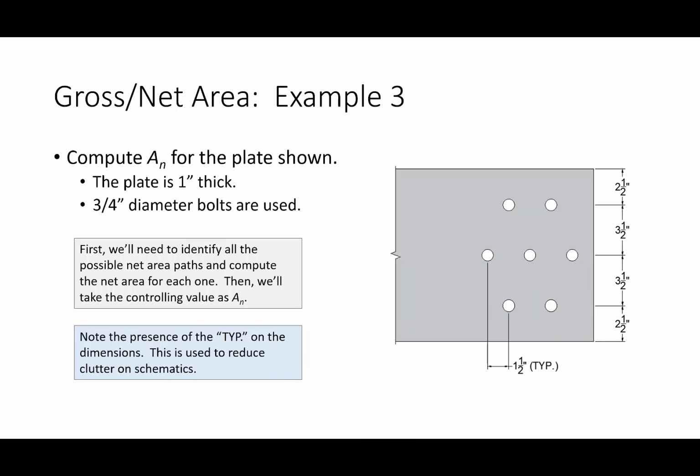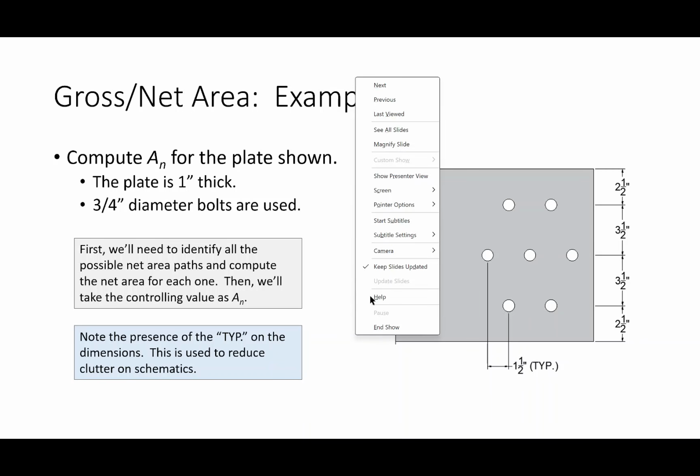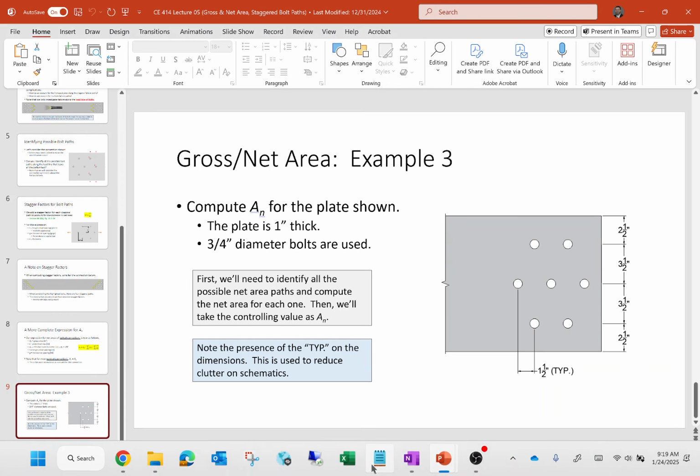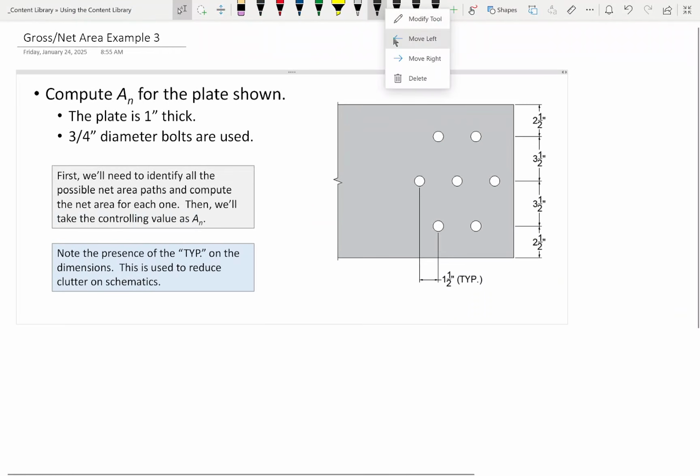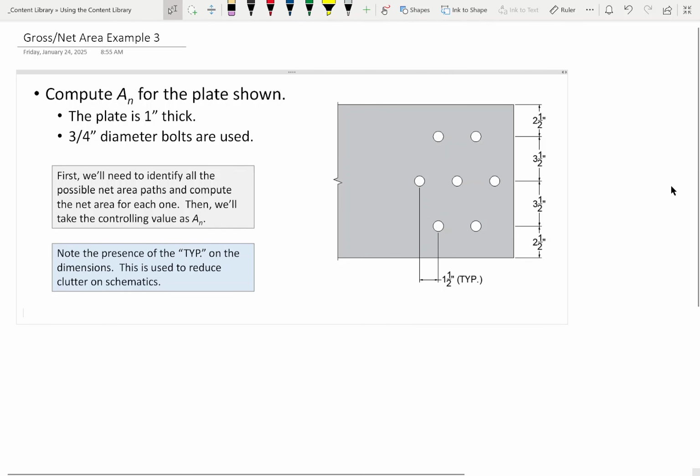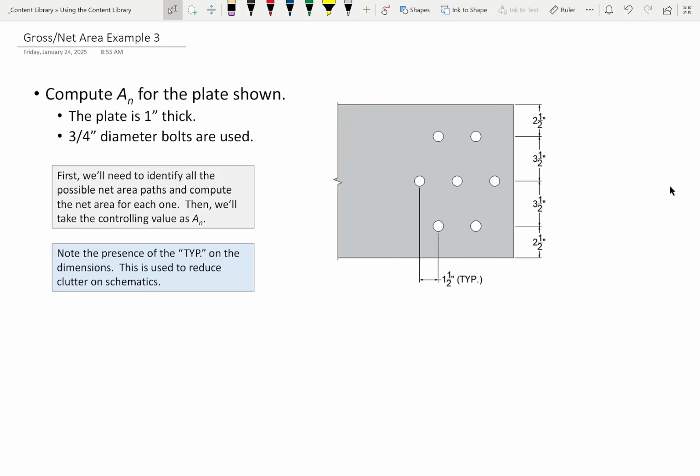All right, let's get to work then. I want to compute the net area for this plate. Let me get to the notebook here. I don't know why all these pens show up in OneNote. It sort of bugs me. Okay, so we're going to compute the net area for this plate. The plate is 1 inch thick.